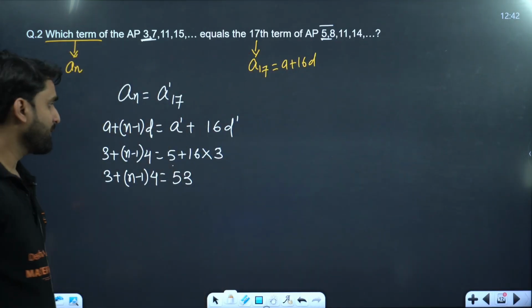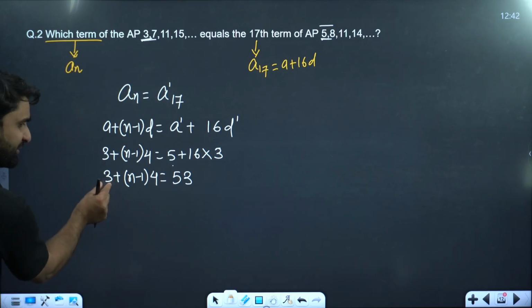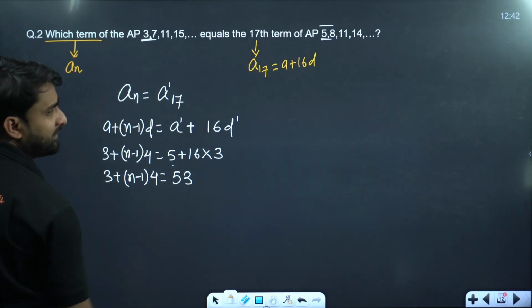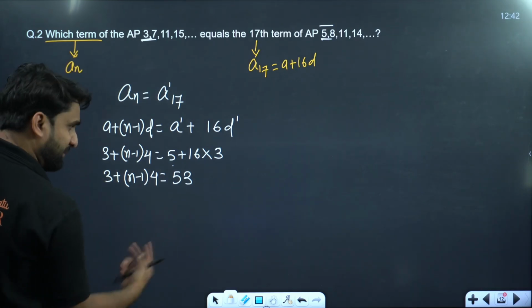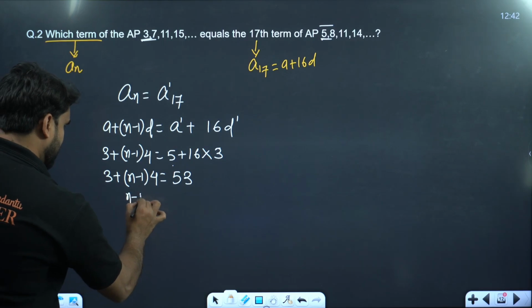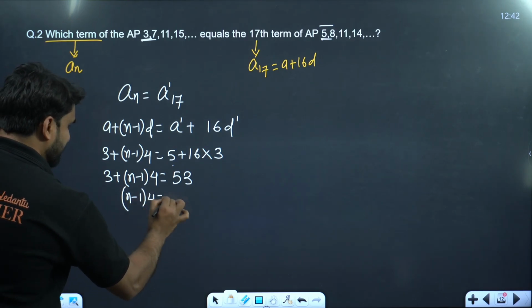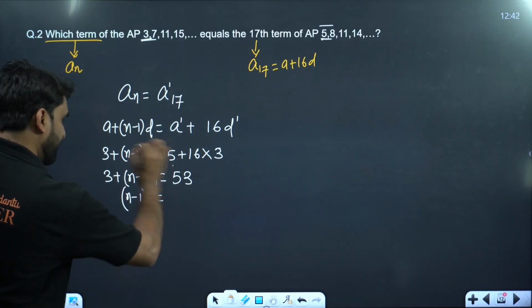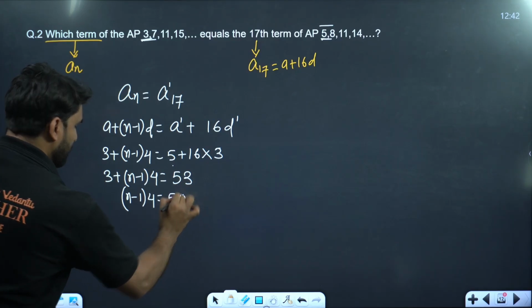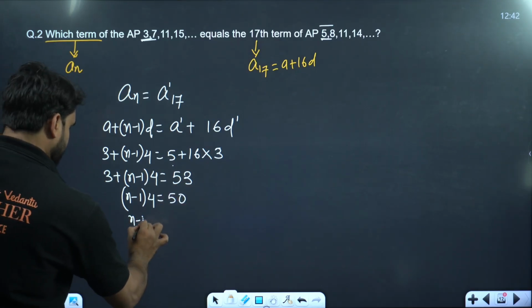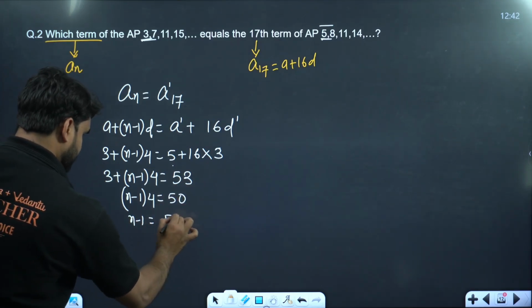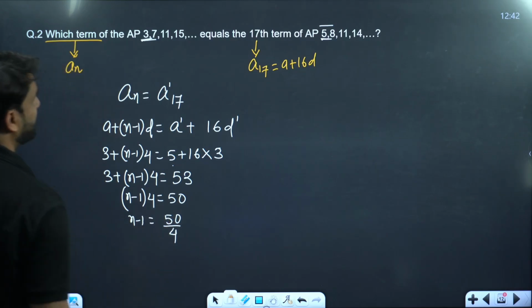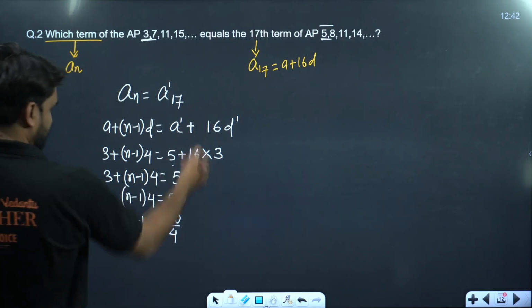Clear? Now this 3 is in positive form. If that will go there, subtract. So we can write n minus 1 into 4 is equal to 53 minus what? 53 minus 3 will be 50. Now n minus 1 is equal to 50 divided by 4.